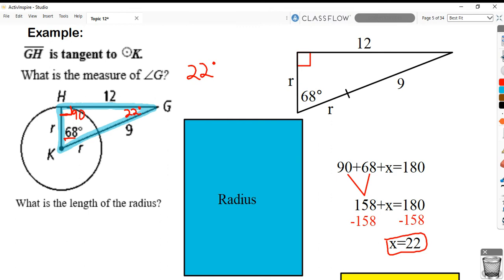So you can see it's a right triangle up here. You've got one leg, the length is 12. You've got another leg, the length is R. Okay, that's the length of the radius of this circle. That's actually what we're going to be looking for here. Now let's talk about the hypotenuse.